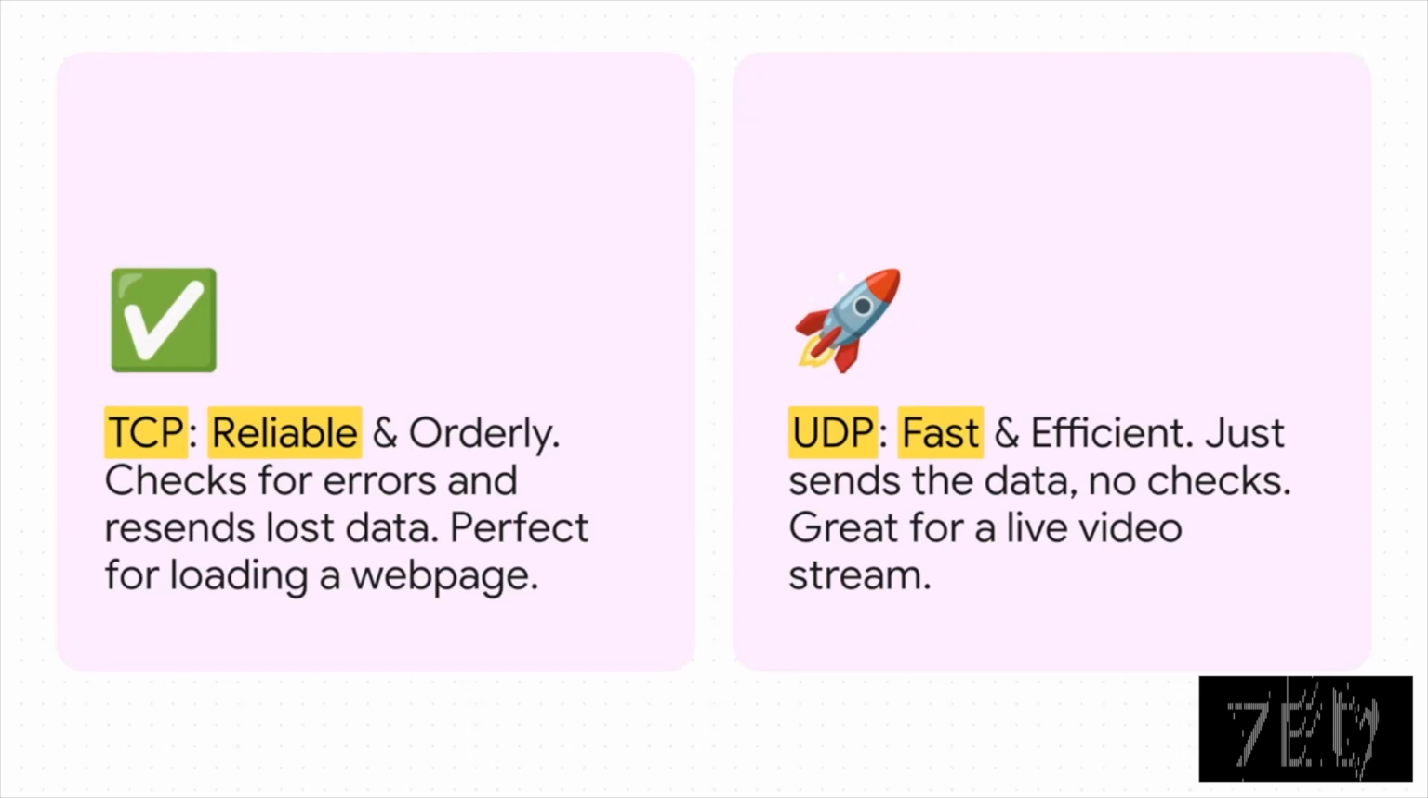Now we arrive at layer 4, the transport layer, and here, a really big decision has to be made. Does this communication need to be perfectly reliable, or does it need to be super fast?